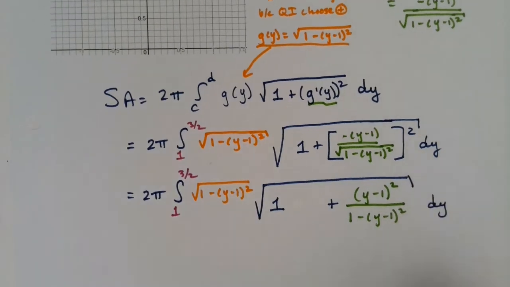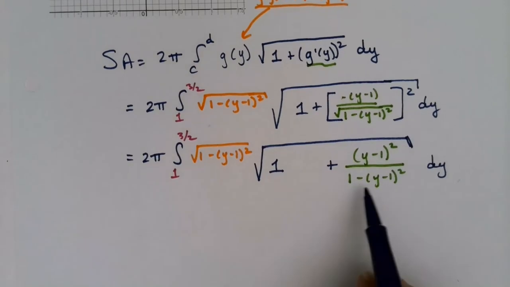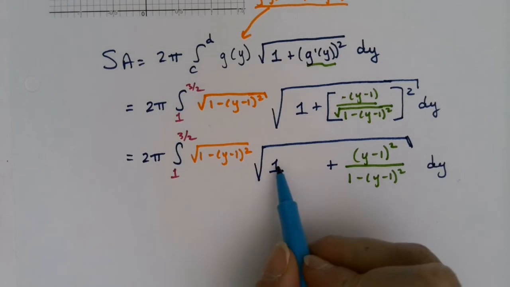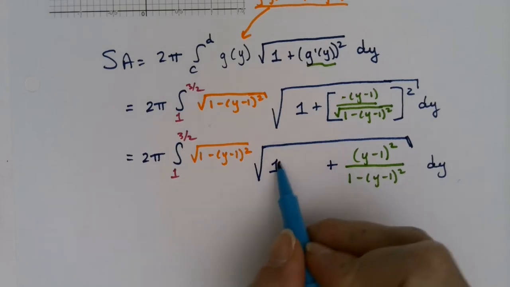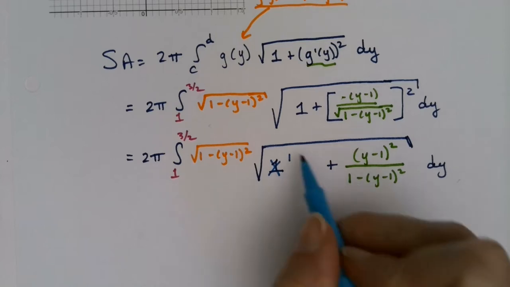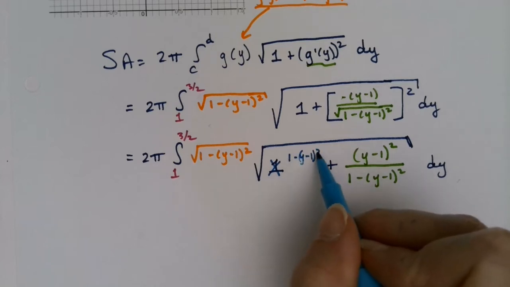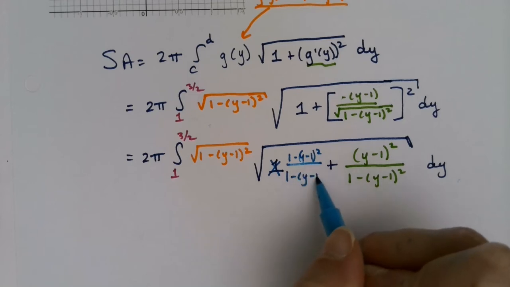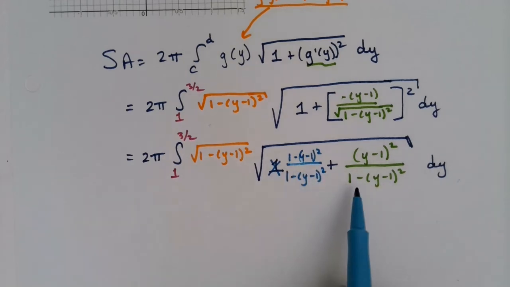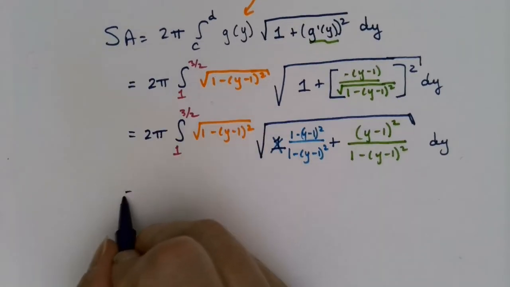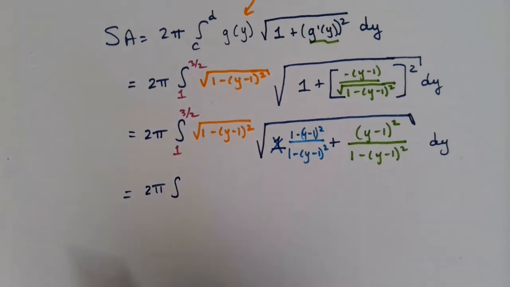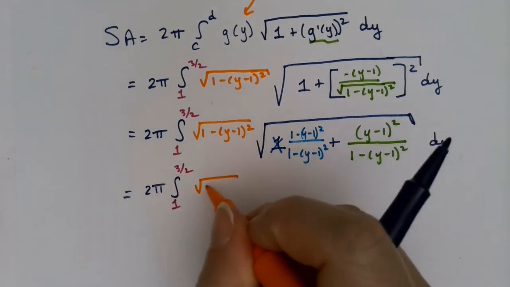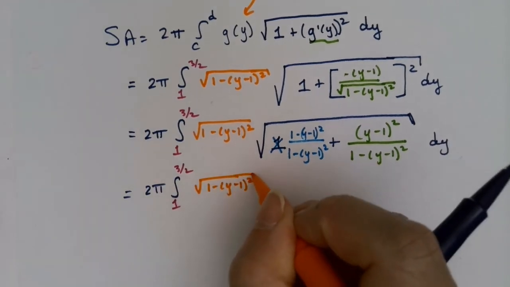Now, why did I leave myself that big space? Well, I want to combine like terms, because this is kind of yucky otherwise. So I want to make this 1 turn into something that I combine. I'm going to give it a common denominator. So instead of 1, I'm going to write 1 minus y minus 1 squared over 1 minus y minus 1 squared. Then they have the same denominator, and I can combine like terms. Yay! So this is 2 pi integral from 1 to 3 halves, square root 1 minus y minus 1 squared.